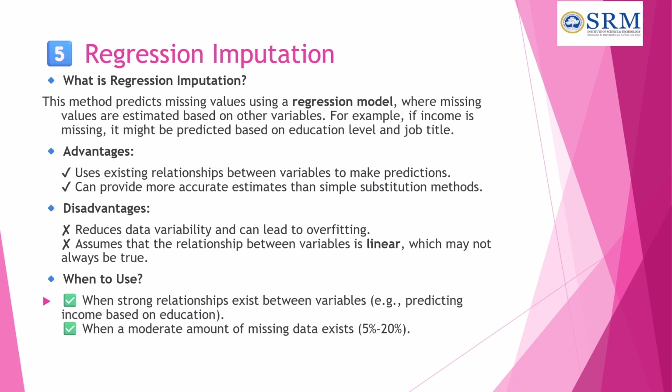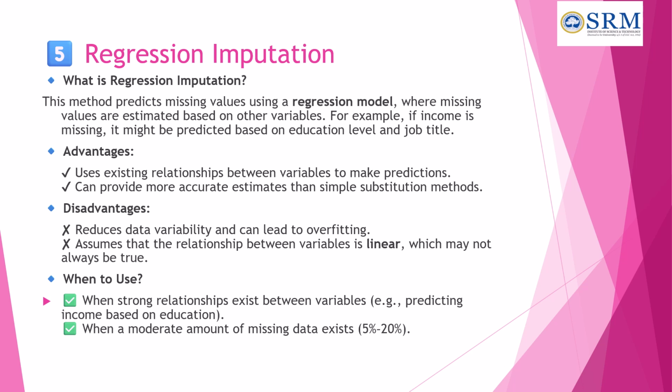Regression imputation fills in missing values by predicting them using a regression model based on other related variables in the dataset. For example, if someone's income is missing, we might predict it using information like their education level and job title. This method takes advantage of the relationships between variables to provide better estimates than just using averages. However, it can reduce the natural variation in the data and might overfit the model if not careful. It also assumes that these relationships are linear, which might not always be true.